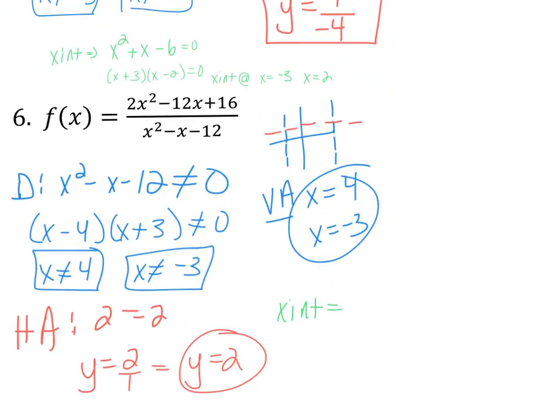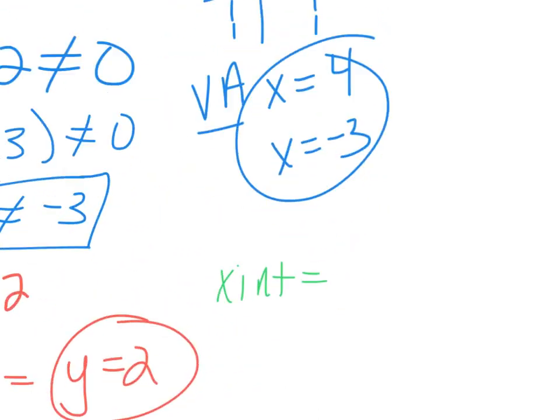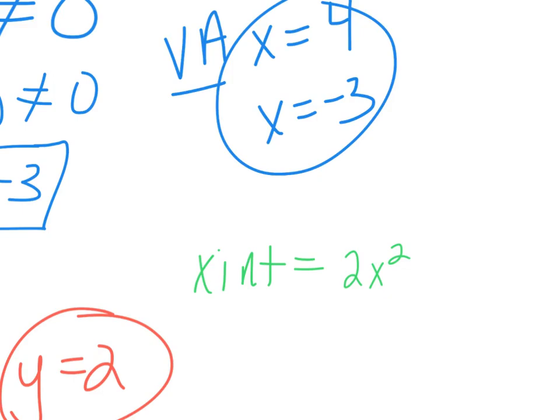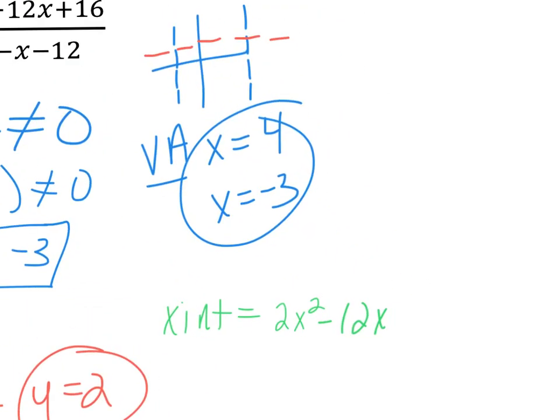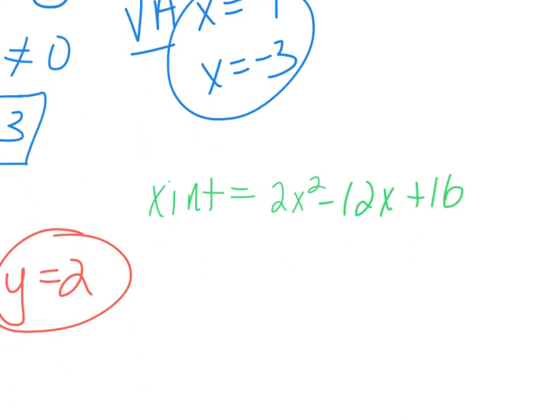How do I find x-intercepts? Numerator equal to 0. Good. 2x squared minus 12x plus 16. What do I do first? Factor. What do I take out? 2. Good. So I'm left with x squared minus 6x plus 8.